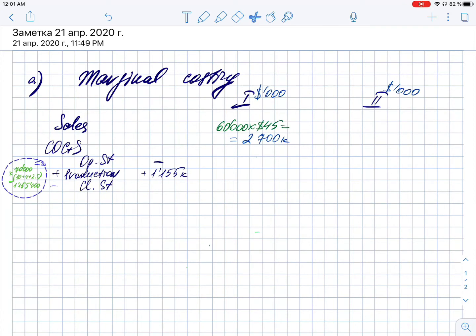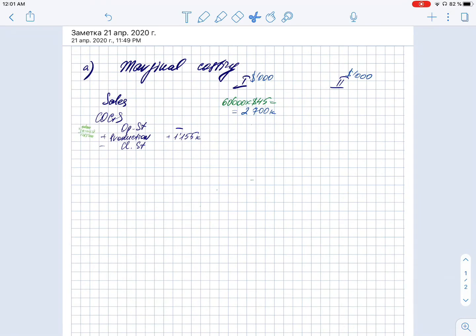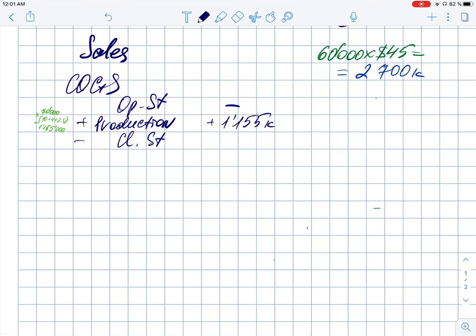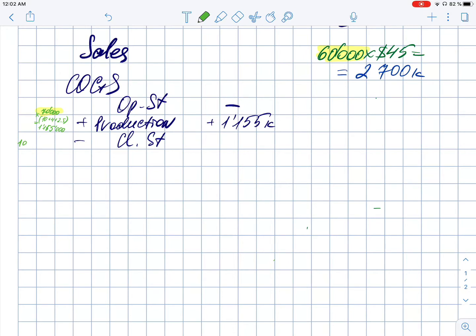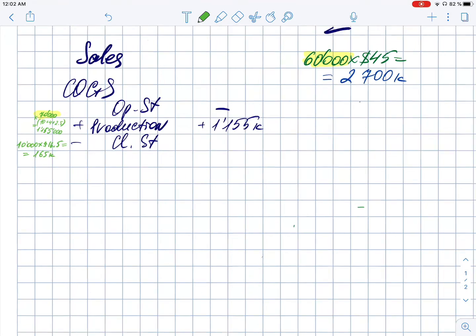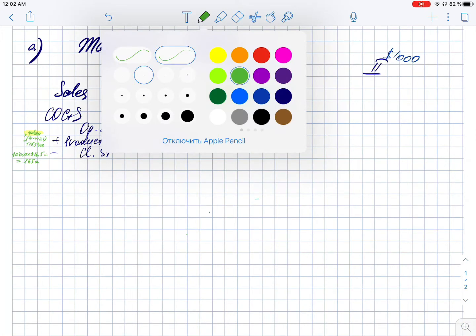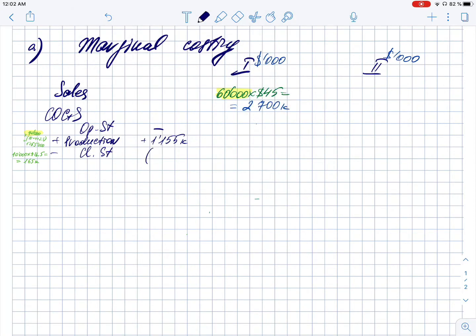Then we have to consider closing stock using marginal approach. Closing stock would be: the company sold 60,000 and produced 70,000. It means that 10,000 are still at the warehouse of the company, and we have to value it at 16.5 per unit, as we just calculated. So closing stock would be 165,000, and it should be deducted for the purposes of cost of sales calculation using marginal approach.